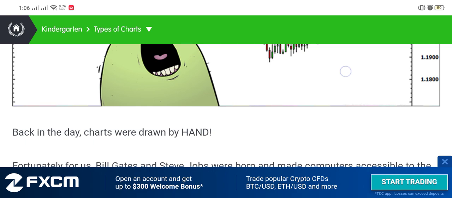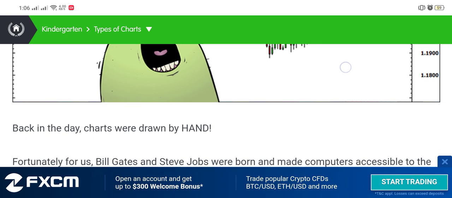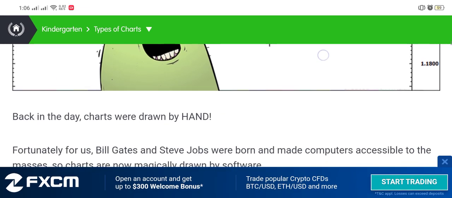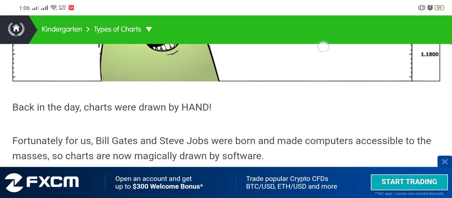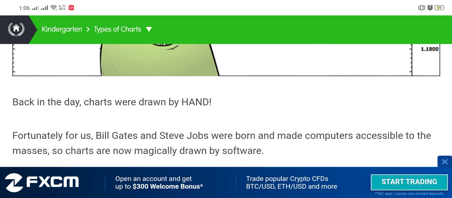Back in the day, charts were drawn by hand. Fortunately for us, Bill Gates and Steve Jobs were born and made computers accessible to the masses, and so charts are now magically drawn by software.